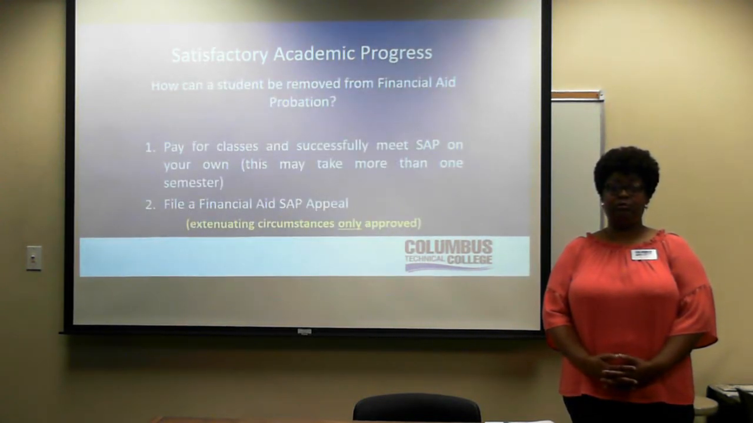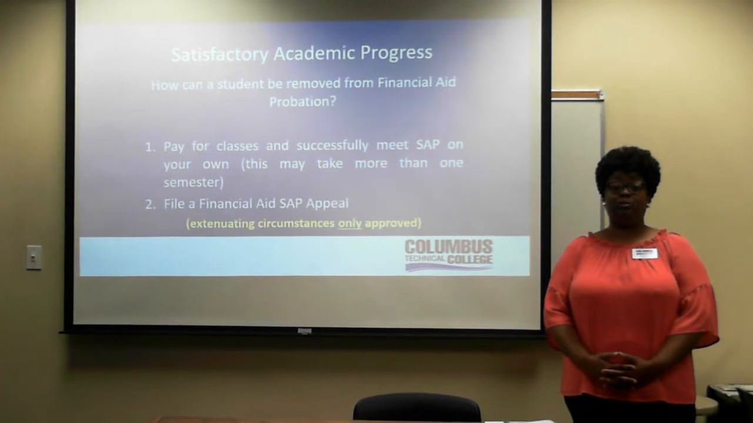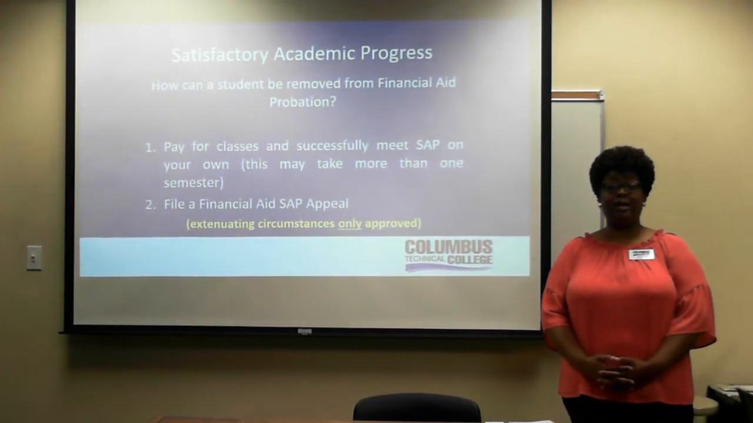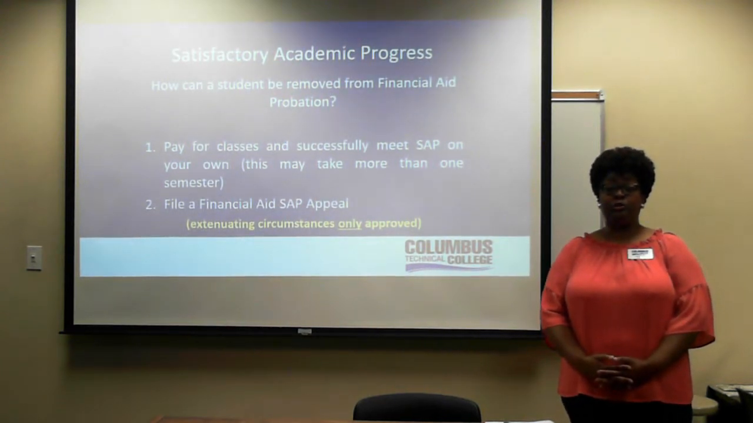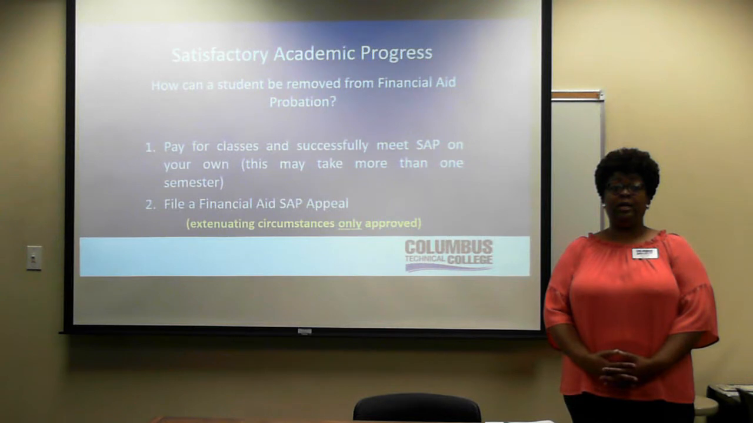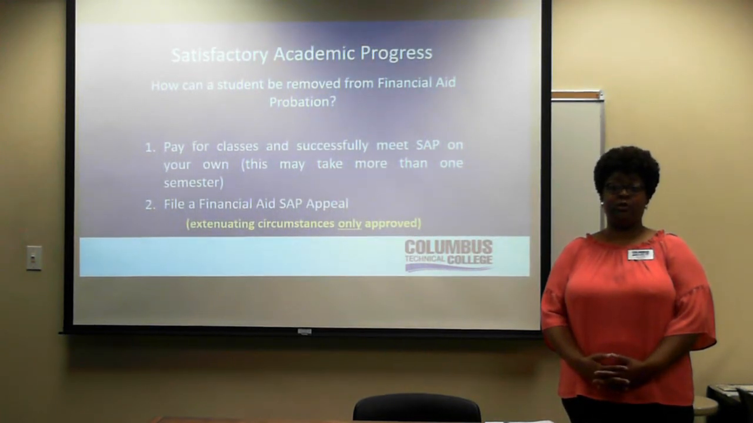So how can a student be removed from financial aid probation? Two ways. You can pay for your own college, pay for your own tuition out of your own pocket, and successfully meet satisfactory academic progress on your own. Or number two, you can file what we call a financial aid satisfactory academic progress appeal. The appeal is for extenuating circumstances only.